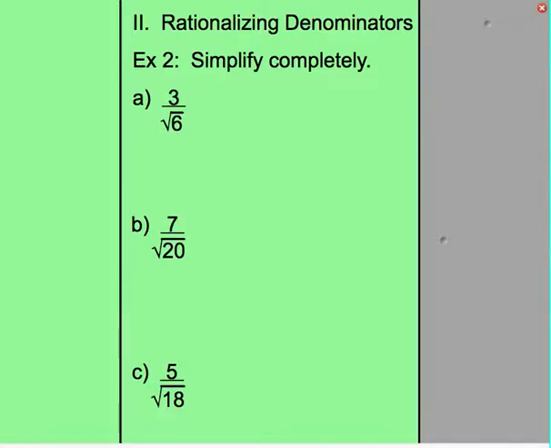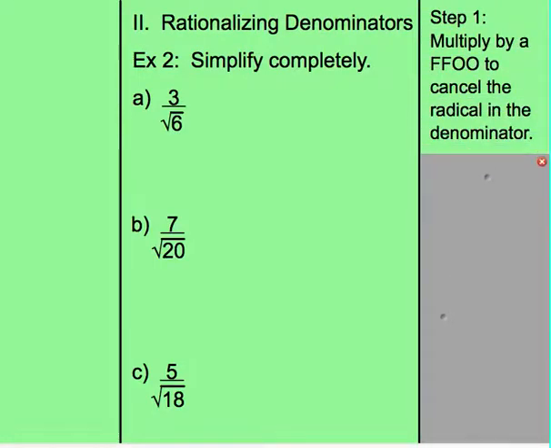Let's take a look at rationalizing denominators. The concept behind rationalizing denominators, or why we have to do this, is to put it in simplest form. So remember, anytime your answer is a fraction, you need to simplify your fraction. Well, same with radicals. And simplest form is defined by not having that radical in the denominator. So here's what we do. My step 1, I might have to explain this a little bit if you've never seen that term FFO before, it stands for fancy form of 1. So we need to multiply by a fancy form of 1 to cancel the radical in the denominator.